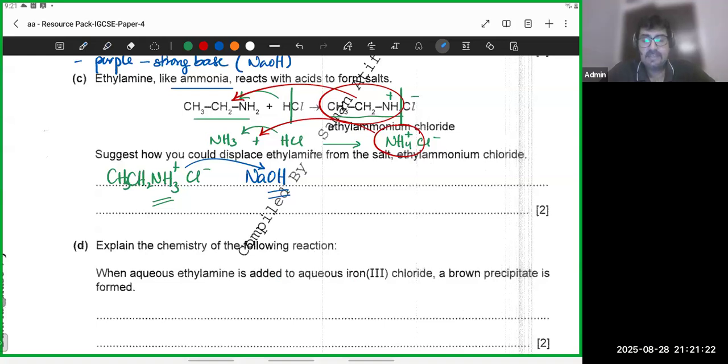The purpose of the base is to accept the H plus 1. So if you add a base to it, the OH will turn into water. This will lose the H, right? And whatever is left, that's your salt. So it's going to be NaCl. You don't have to write the equation. That's not important. All they were asking was to suggest how you could displace ethylamine. So 1 mark would have been, you would have written NaOH.